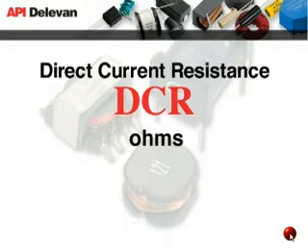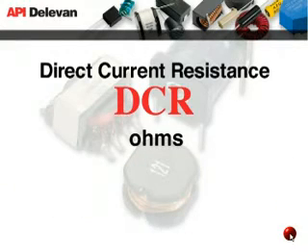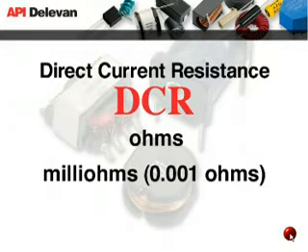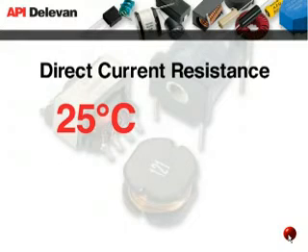DCR is measured in ohms and determines the amount of power dissipation an inductor can withstand. In other words, the amount of watts that an inductor can dissipate is based upon the amount of current going through it and the amount of heat energy that the opposition to the current flow creates. DCR is specified in ohms, milliohms, or kiloohms as a maximum.